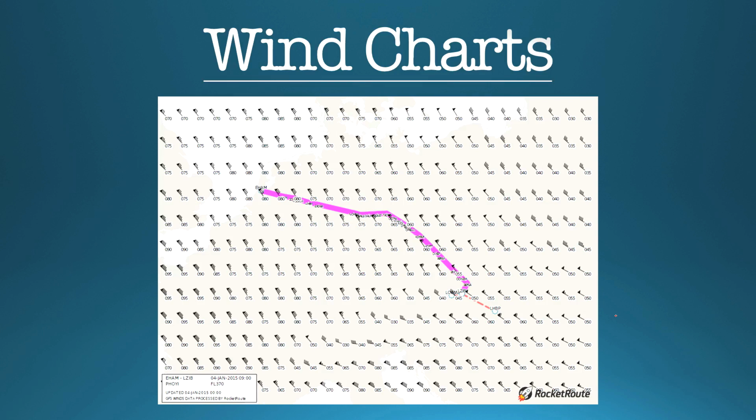Now, first of all, wind charts. Probably the most important one. Well, probably. It tells you a lot about the efficiency of flight, okay? If you have a lot of headwind, of course you will burn a lot more fuel. So let's take a look.